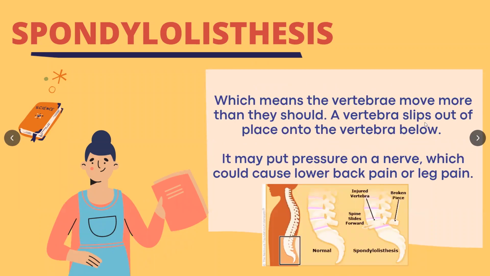So let us know what is spondylolisthesis. It means that the vertebra moves more than it should, or the vertebra slips out of place on the vertebra below. So as you can see in the picture below, this is the normal alignment of our back.